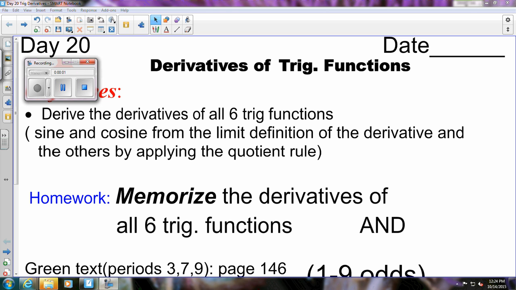Not here yet, but we're going to start early because we won't have enough time. We have very short periods today.